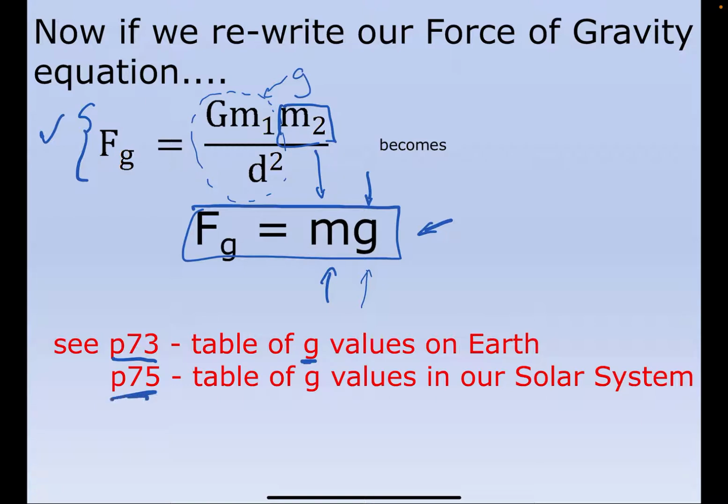But page 75 gives you a table of g values in other locations in our solar system. We just saw the moon was 1.62. Mars, I think, is 3.62 maybe. They give Jupiter and all these different planets and some of the moons maybe. So in some of the questions that we do, you may be asked for those. Just check out page 75 if you're trying to find a g value, or go online, of course.